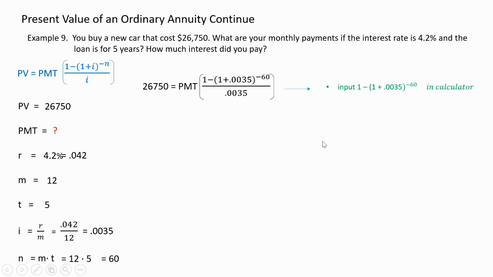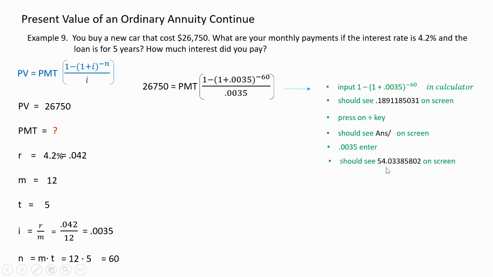Here's how you're going to input it in the calculator. You enter the numerator as it is: 1 minus parentheses 1 plus 0.035 close parentheses to the negative 60. You should see 0.1891185031 on the screen. Then you hit the division key. You should see answer divided by on the screen. Then you enter 0.0035.